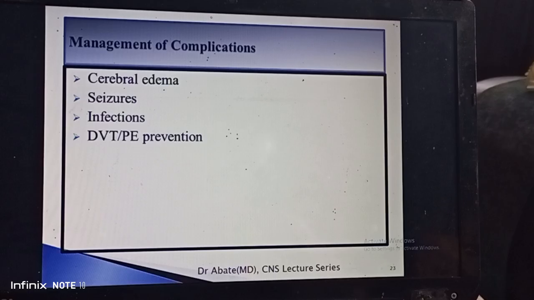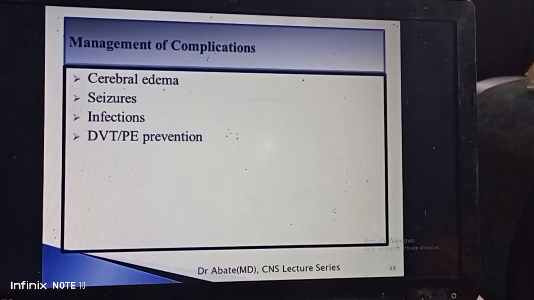The other is seizure. Seizure could be one of the important complications. So you have to manage the patient. If the patient has an active seizure, you have to give short-acting anticonvulsants that can control the seizure of the patient, and then you give long-acting anti-epileptic drugs like phenytoin, phenobarbital. You have to give these drugs to control the seizure.